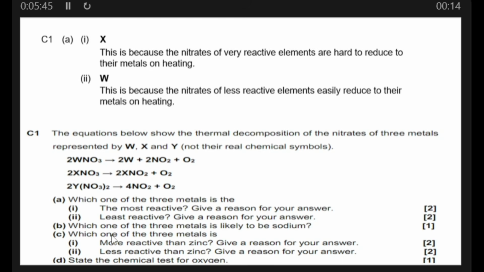So let's go to B. B says, which one of the three metals is likely to be sodium? So this one is eliminated because this is wrong.